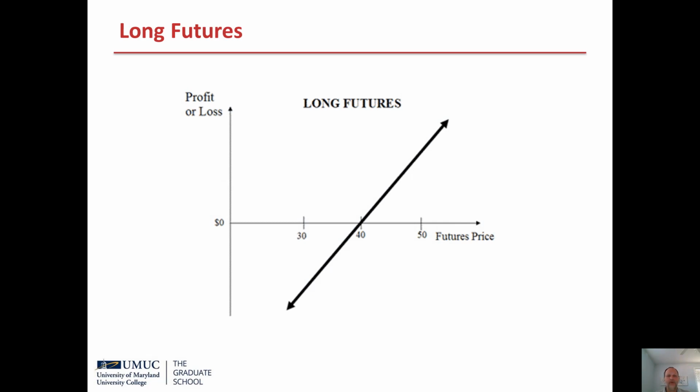The profit or loss is a function of future price. For a long future, it looks like this. If you have a long future, you make money if the price goes up. You lose money if the price goes down.